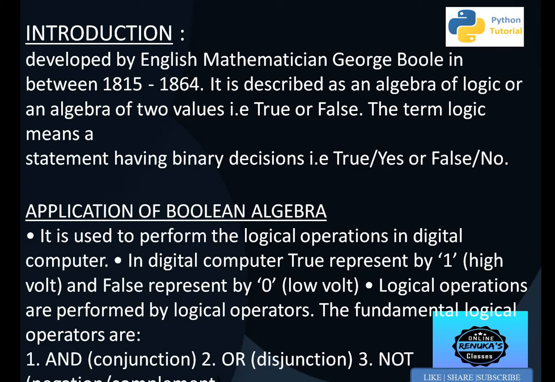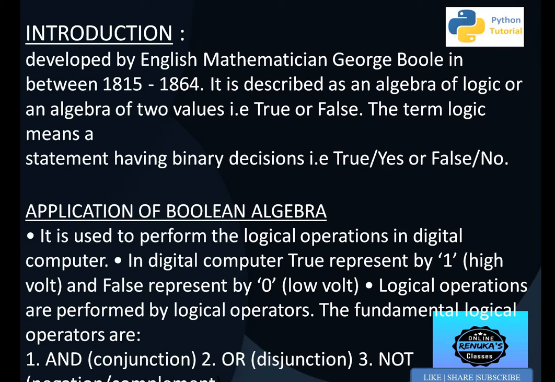Boolean logic was originally developed by mathematician George Boole, who lived between 1815 and 1864. It was described as an algebra of logic, an algebra of two values. An algebra of logic means either the value is true or false, so it is also known as the algebra of two values, that is true or false. So basically in Boolean algebra there are expressions with results either true or false.